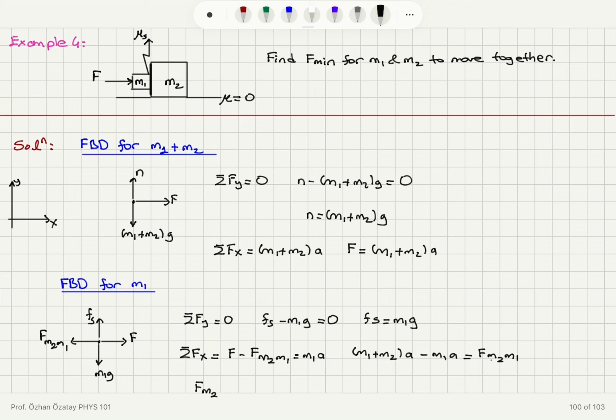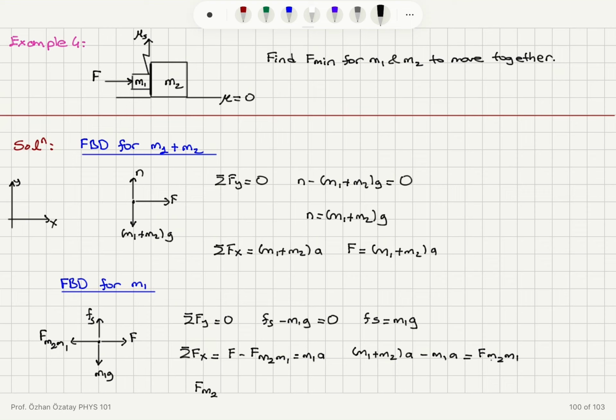Then the friction force, static friction, should be less than or equal to μs times the normal force, which is μs times the force exerted by m2 on m1. So because I know that the static friction is m1g, m1g must be less than or equal to μs times F m2 on m1, which is m2 times a.